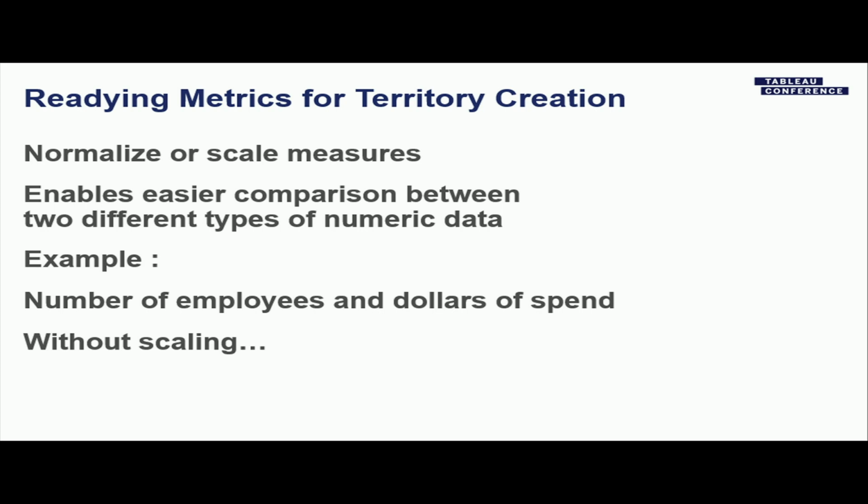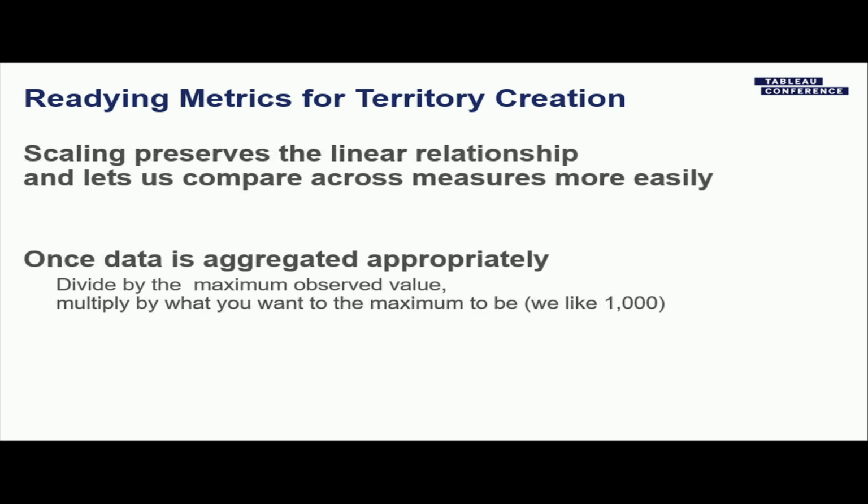We normalize them. So we're going to put everything on the same scale. We're going to preserve that linear relationship, right? Because otherwise, let's say we got 2,000 employees plus $100,000 of sales. What does that give us? We don't know. This is like a bad high school math problem or middle school math problem, right? So scaling preserves the linear relationship. It's going to let us compare these measures more easily.